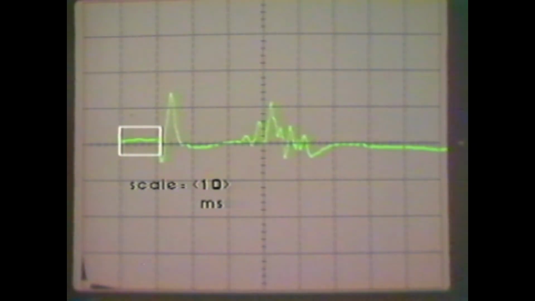The latent period ranges from 11 to 15 milliseconds and is much longer than the latent period of 2 to 3 milliseconds associated with direct stimulation of the masseteric nerve.